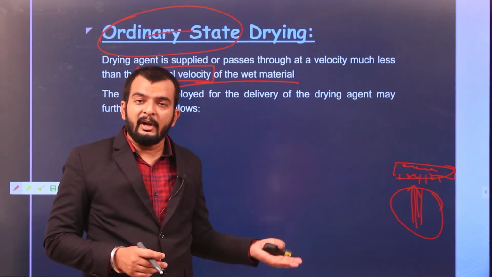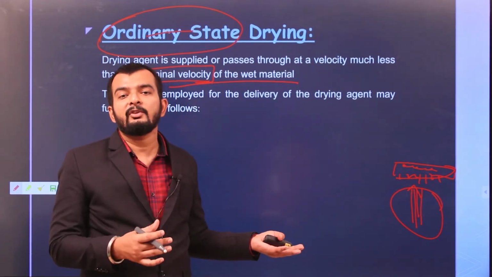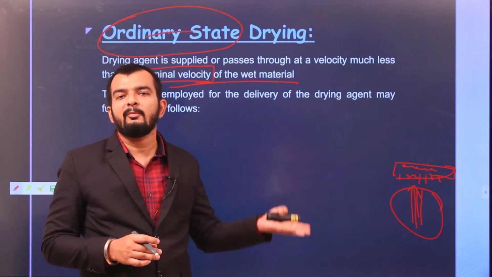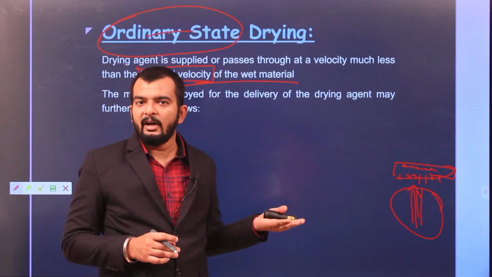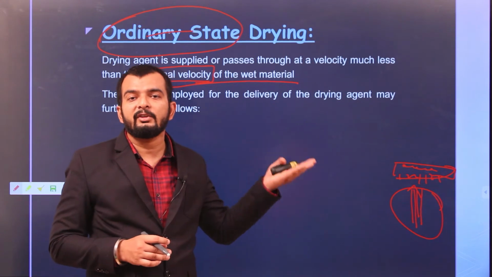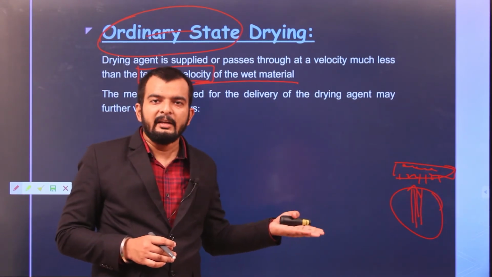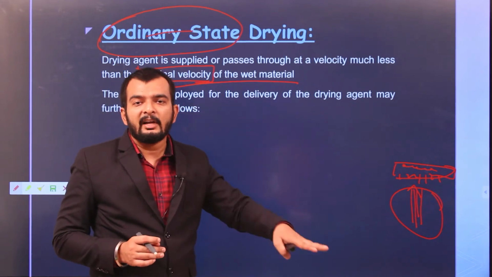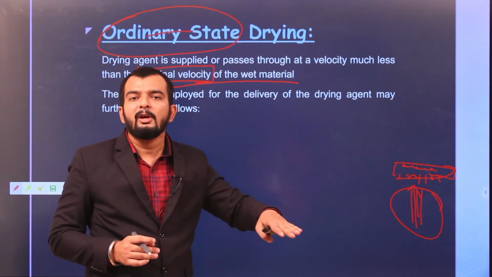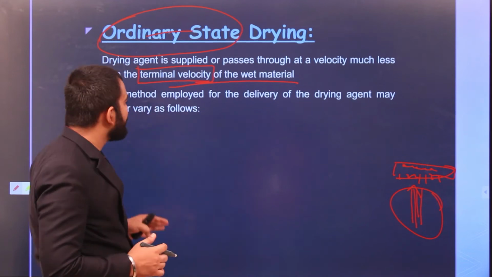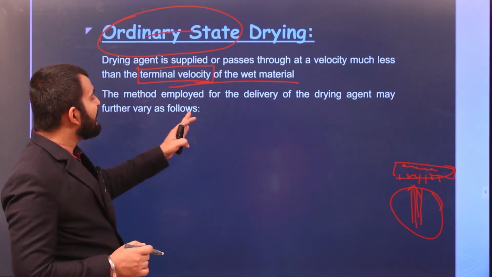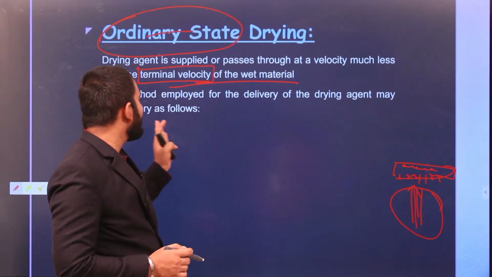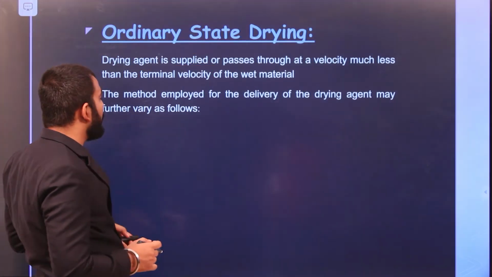So as the weight of the grain decreases, at the same velocity, the grain may start to lift up, or this terminal velocity for the grains will decrease as they dry. So you have to keep in mind that the grains stay connected to the bed, they do not rise up. Okay. The method employed for delivery of the drying agent may further vary as follows.